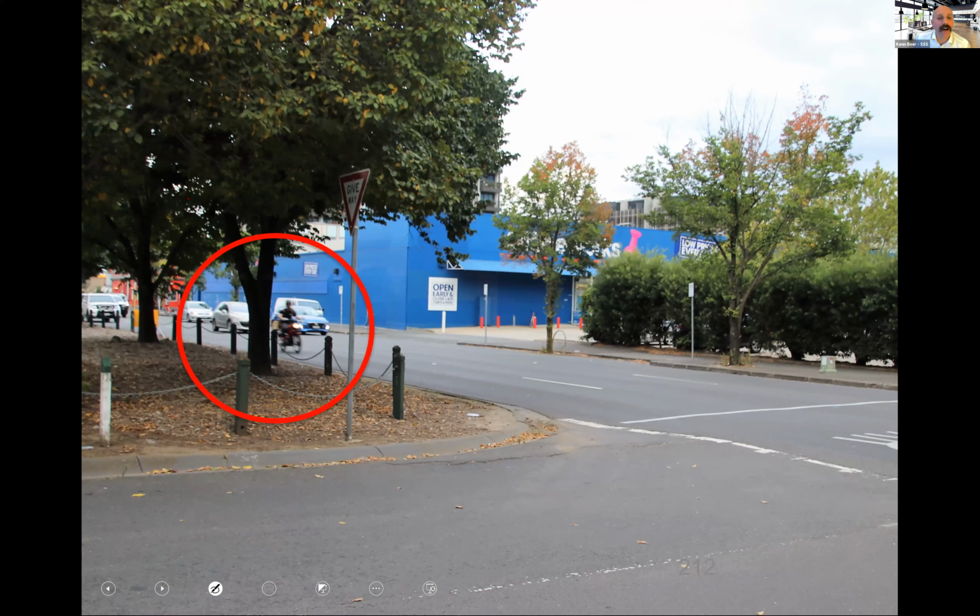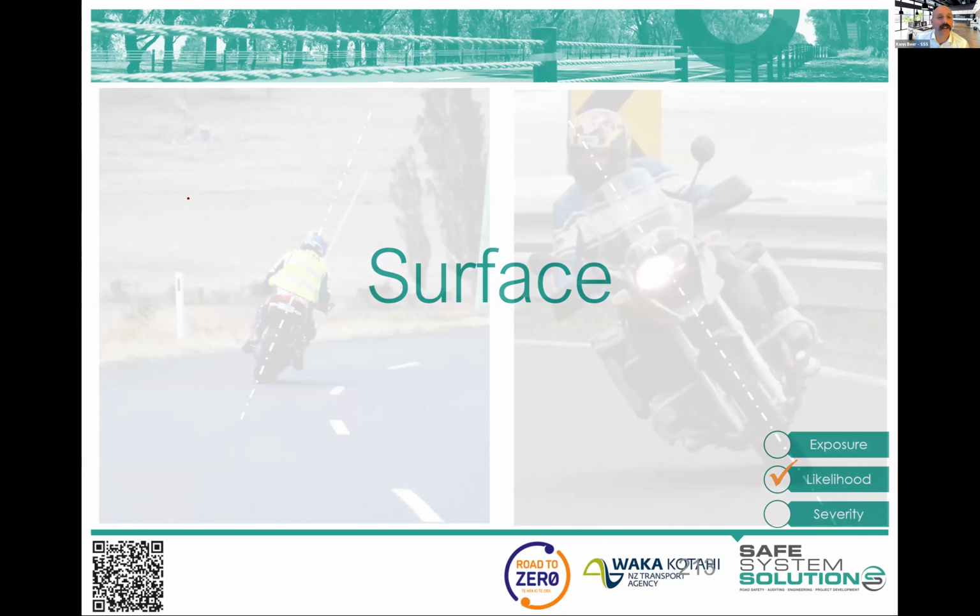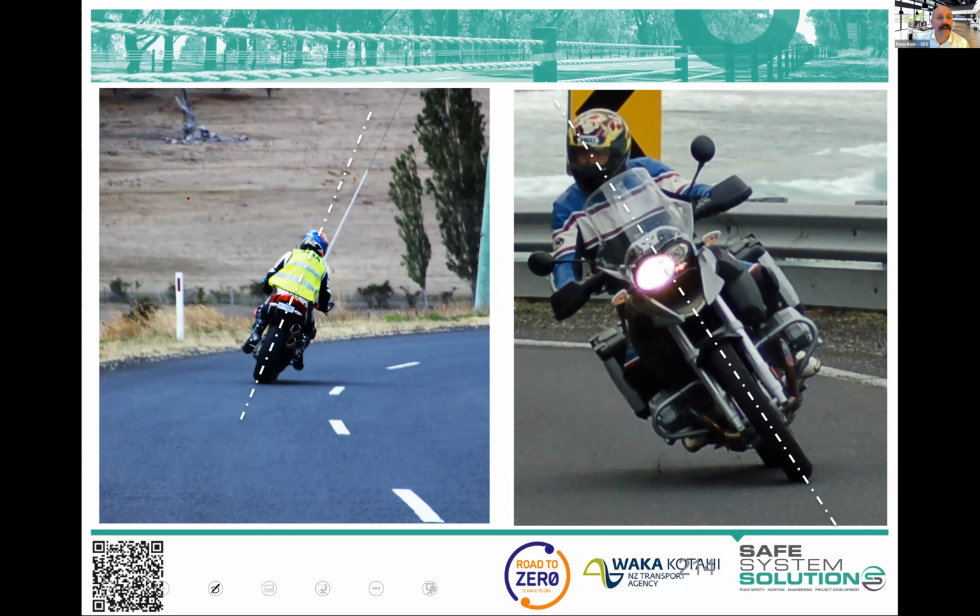The surface itself influences the likelihood of crashes also. We certainly know that motorcyclists lean. They have the two small contact patches on the road, and the surface becomes a highly important aspect of the likelihood of crashes for motorcyclists. We call motorcyclists the canary in the coal mine for road maintenance. They're the first ones to be killed or seriously injured when things are bad or start to get bad.